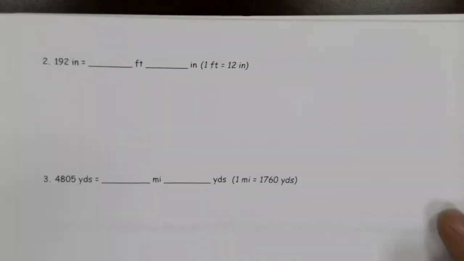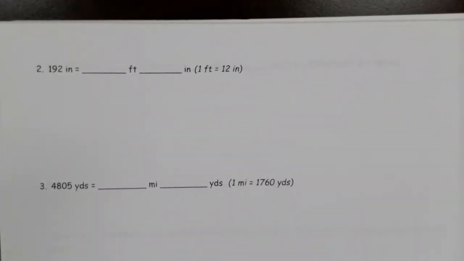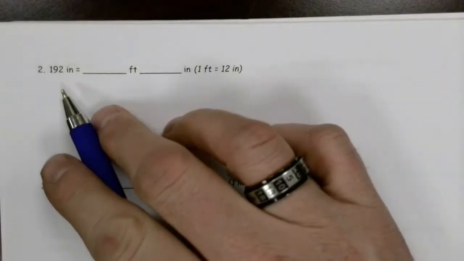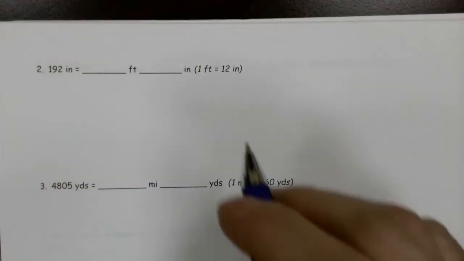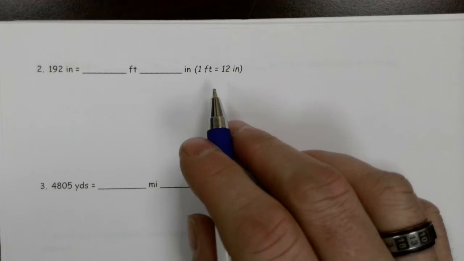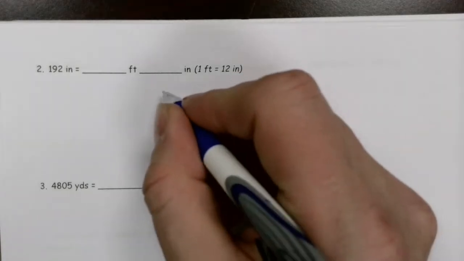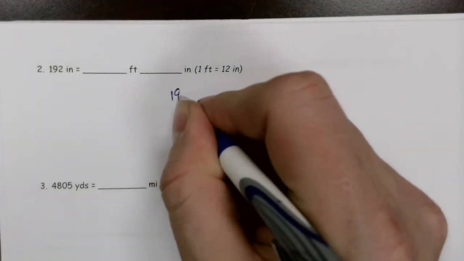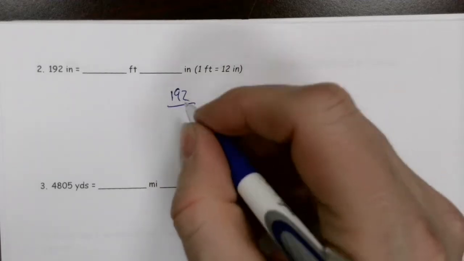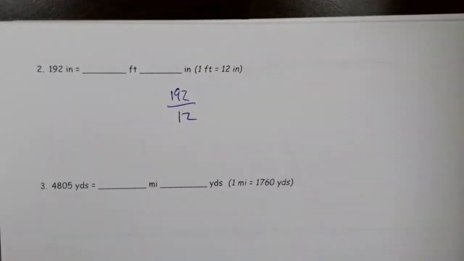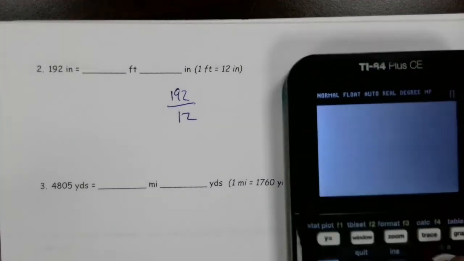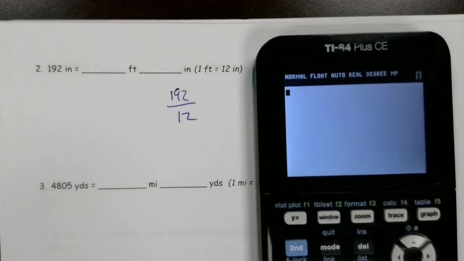We're going to start off with a linear one here, 192 feet. Sorry, 192 inches, my mistake. We want to convert that into feet and inches, and we know that there are 12 inches in 1 foot. So let's take that. We're going to take 192 and divide that by 12. I'll just pull out the calculator here. 192 divided by 12.